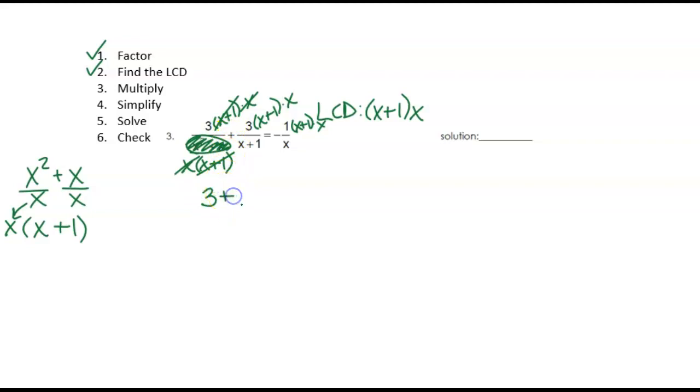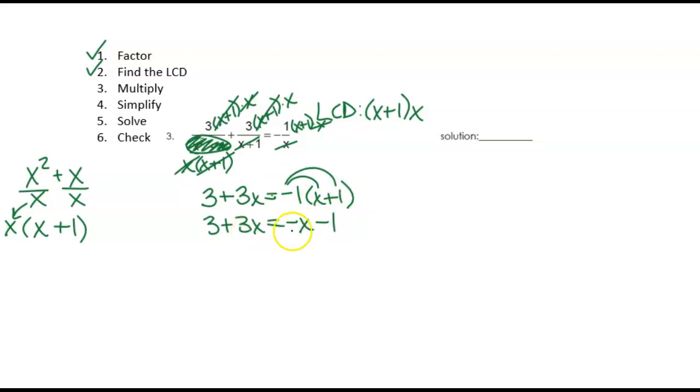Plus, what cancels out in the second term? The x plus 1's. So what's left is the 3 and the x. Equals, what cancels out in the third term? The x and the x. So what's left is negative 1 times x plus 1. In order to complete this problem, you do have to distribute. So negative 1 times x is negative x, and negative 1 times 1 is minus 1.